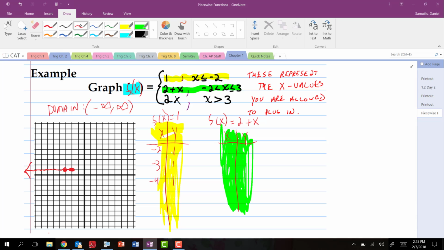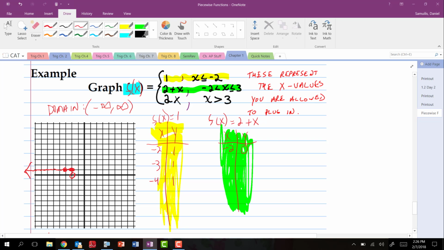So what can I plug in? Should I plug in -2, yes or no? Yes, I should, but what kind of dot should it be? Open. Okay, what's negative 2 plus 2? 0. So at negative 2, 0, I have an open dot. This is the step off.